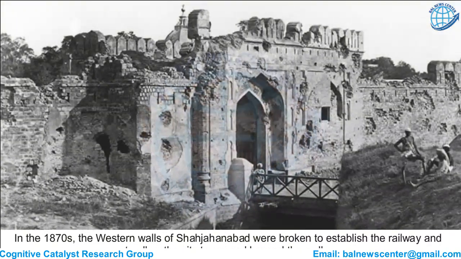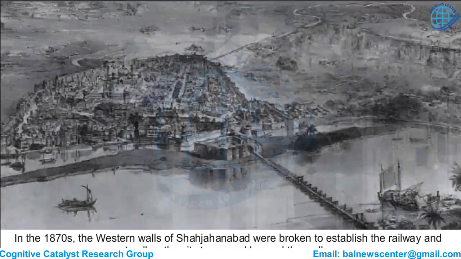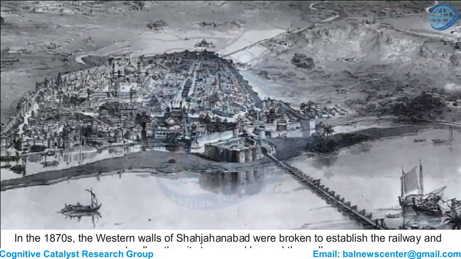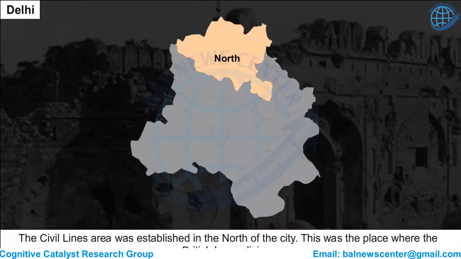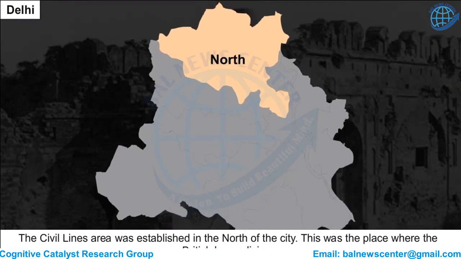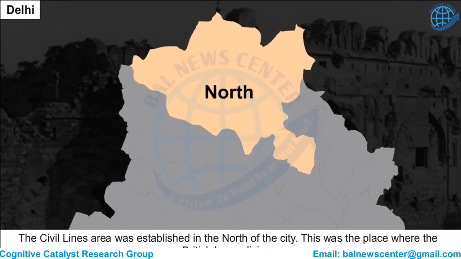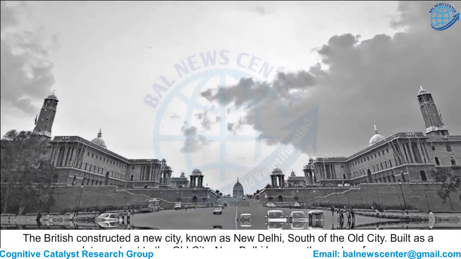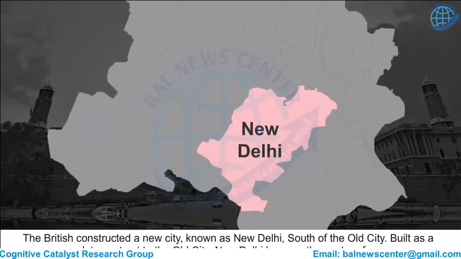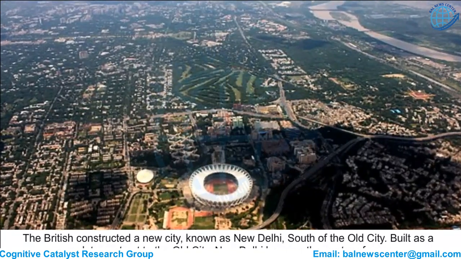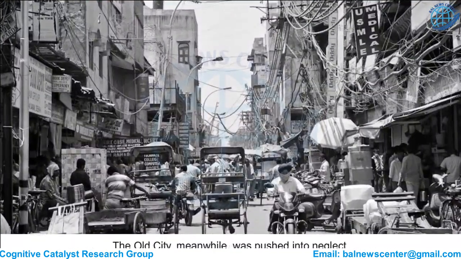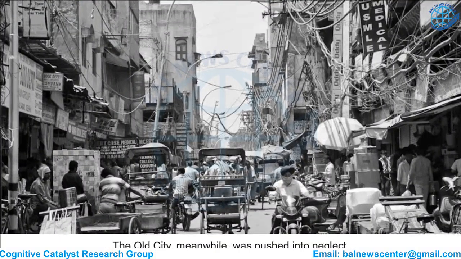In the 1870s, the western walls of Shahjahanabad were broken to establish the railway and to allow the city to expand beyond the walls. The civil lines area was established in the north of the city. This was the place where the British began living. The British constructed a new city known as New Delhi, south of the old city. As a complete contrast to the old city, New Delhi became the center of power. The old city, meanwhile, was pushed into neglect.